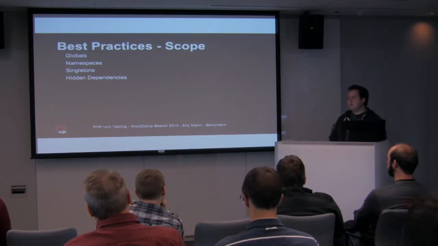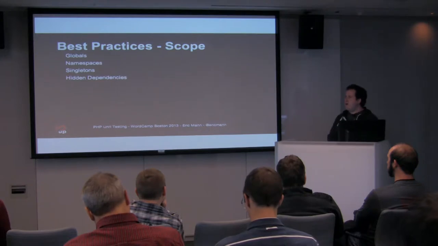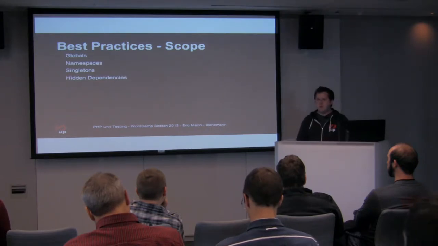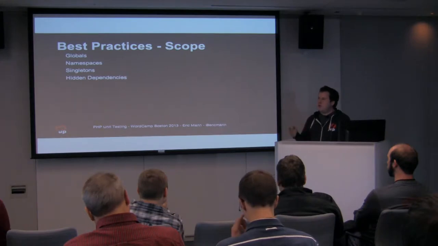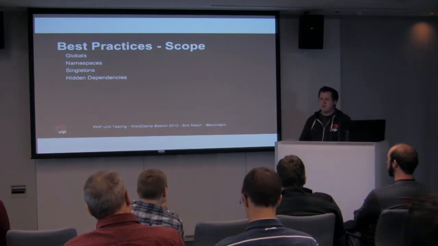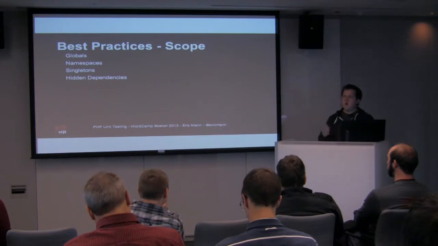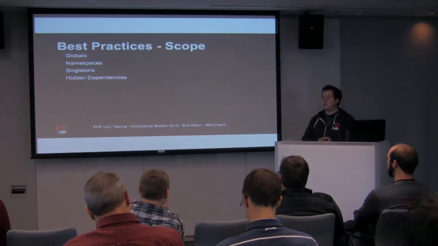Namespaces are something that's newer in PHP 5.3. If you're writing code for general release in WordPress, like a theme or a plugin that's going to be on WordPress.org, you shouldn't really be using namespaces, because namespaces are only in PHP 5.3 and above, and WordPress's minimum requirement is PHP 5.2.